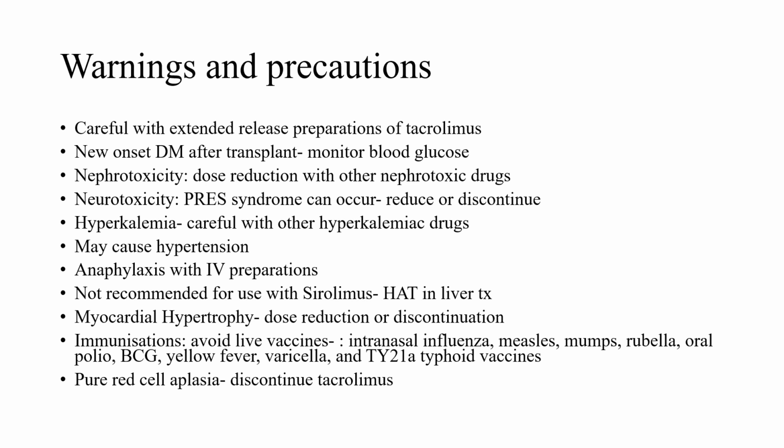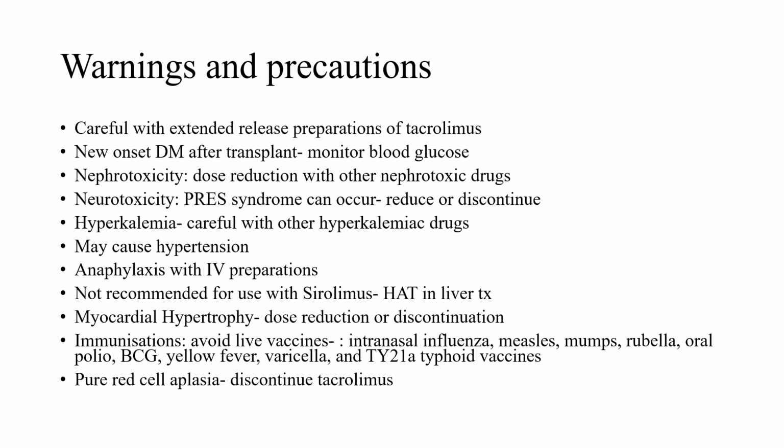Tacrolimus is known to cause new onset diabetes after transplant, so monitoring blood glucose is important. It causes nephrotoxicity, so with other nephrotoxic drugs, dose reduction is important. It is known to cause posterior reversible encephalopathy syndrome, so dose reduction or discontinuation is required. It is known to cause hyperkalemia, so be careful with other hyperkalemic drugs. It can cause hypertension and anaphylaxis because of the presence of HCO-60, polyoxyl castor oil. It is not recommended for use with sirolimus, particularly in liver transplant, because it is known to cause hepatic artery thrombosis. It is known to cause myocardial hypertrophy, increasing the interventricular and posterior wall thickness. In that case, you have to discontinue or reduce the dose.